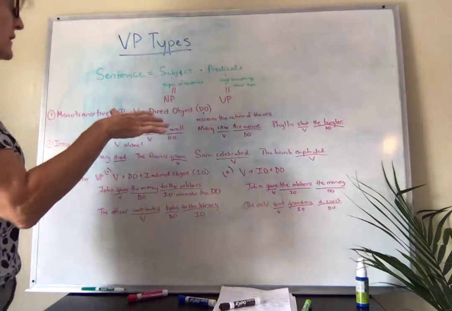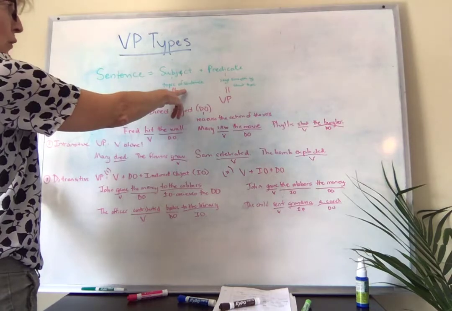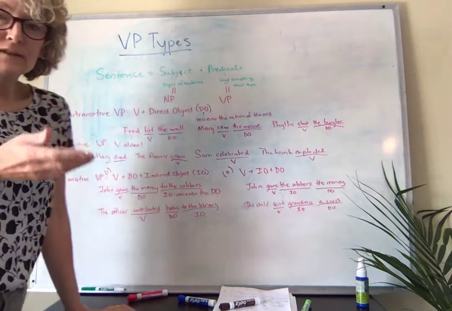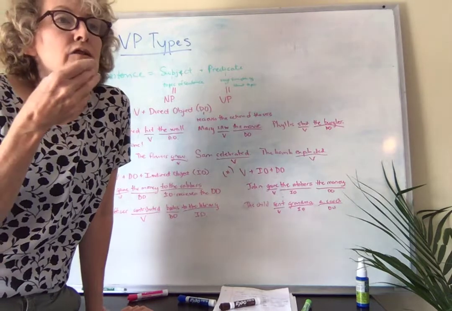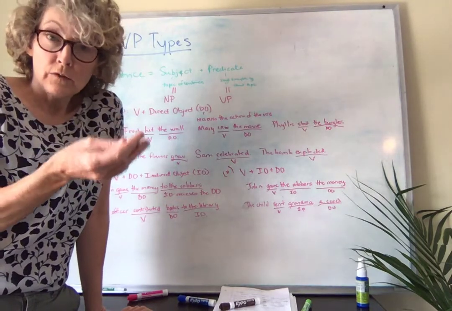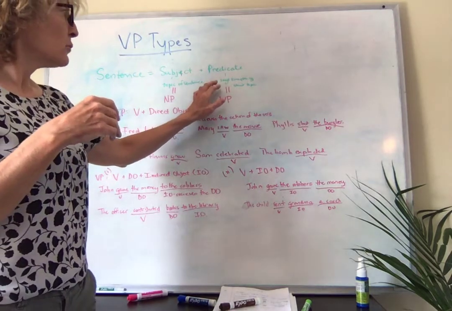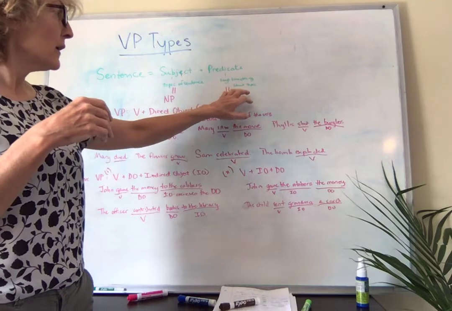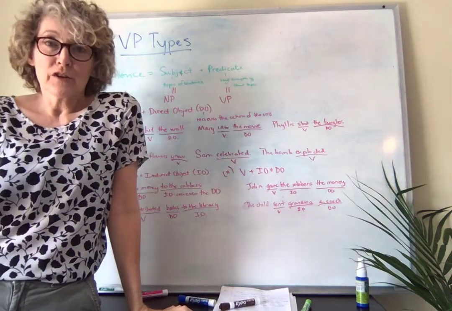And interestingly, the subject of the sentence, we said, is basically what the topic of the sentence is. What is the sentence about? Who is it giving you information about? Or what is it giving you information about? On the other hand, the predicate is saying something about the topic of the sentence, about the subject of the sentence.